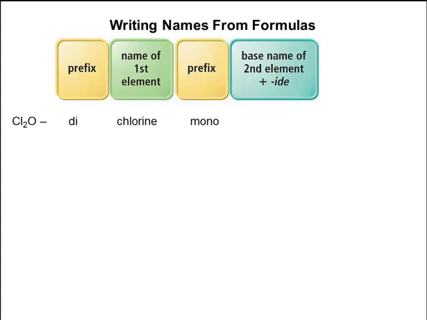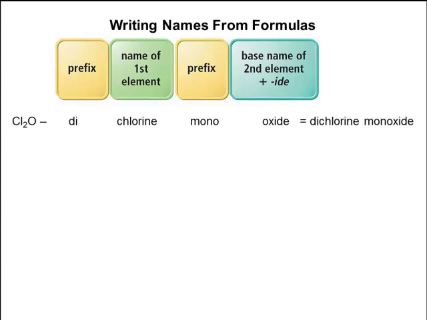We have 1 of those, so it would be mono. Mono is Greek for 1. We take the base name of the second element being oxygen, so we drop the end off of that and add an IDE, so we end up with oxide. When we put it all together, we get dichlorine monoxide.